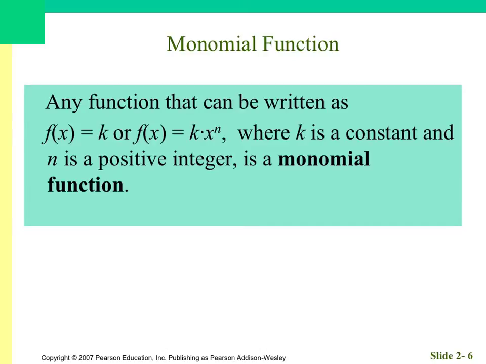Monomial function. Well, the two things we just did were monomial functions, because all we had was the x to the 1/4 and -3x squared. Those are both monomials, meaning one term. N has to be a positive integer. Any function that can be written as f of x equals k times x to the n, where k is constant and n is a positive integer. You can't have negative 1/3 or 1/4 power or something like that. So it is a monomial function. Okay?